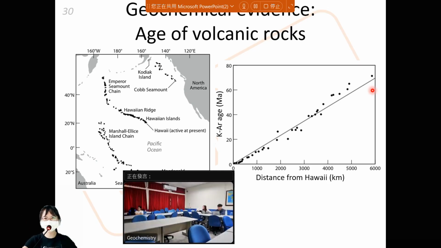Very good. The slope is the subduction rate or the moving velocity of the Pacific plate. You see, it's distance divided by time.